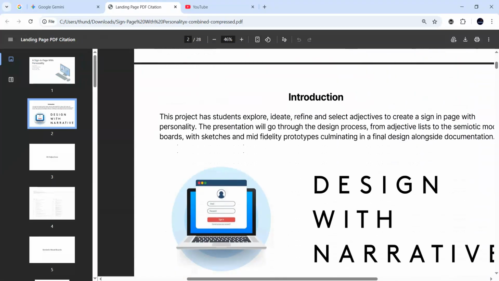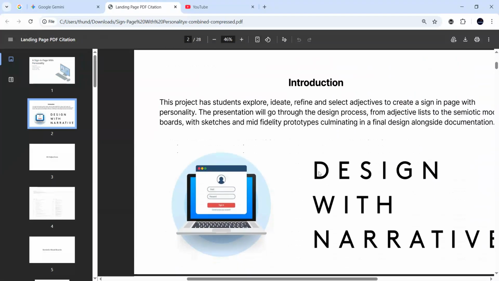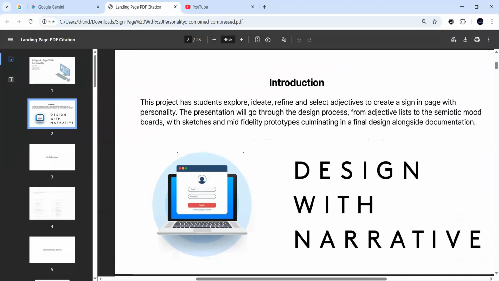In this project, we explore, ideate, and refine by selecting adjectives to create a sign-in page. In this presentation, I'll be going through my design process, from coming up with a list of adjectives to creating mood boards based off of the ones that were selected. And I'll also be showing my sketches and mid-fidelity prototypes and how I came up with my final design.